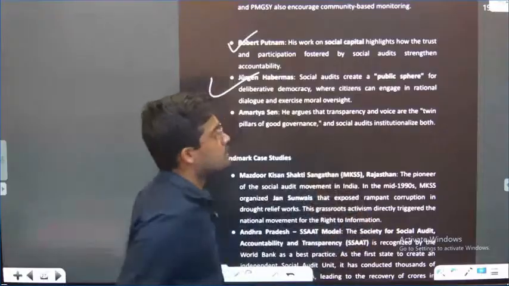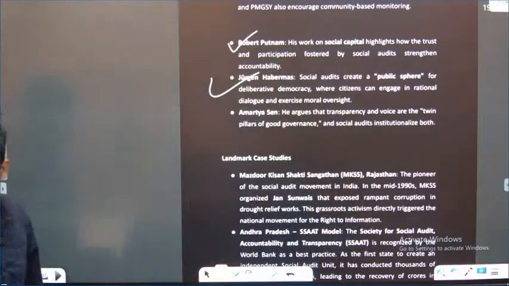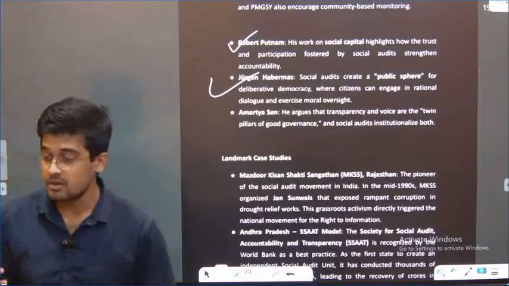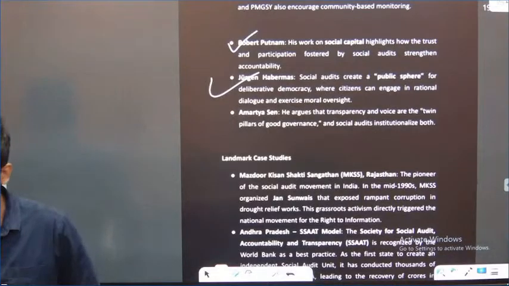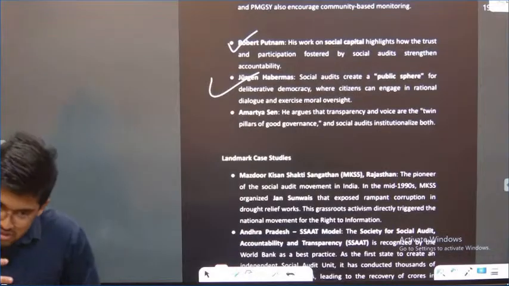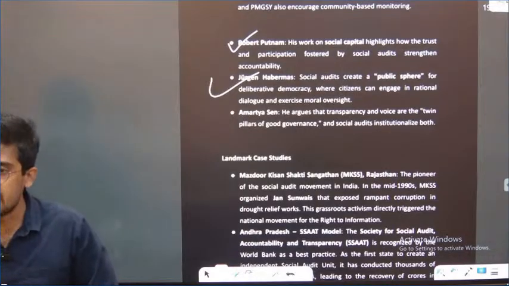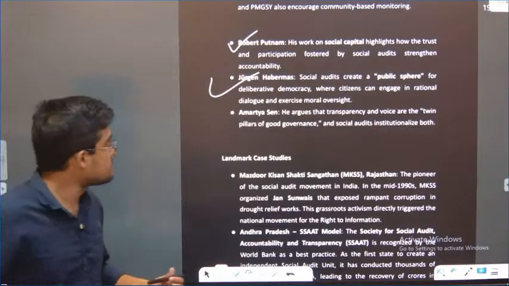Robert Putnam, we studied this under post-NPM developments. He talked about social capital, that government needs to build social capital. So this social audit creates social capital. That means it promotes trust among people in the government, whatever the government is working on.